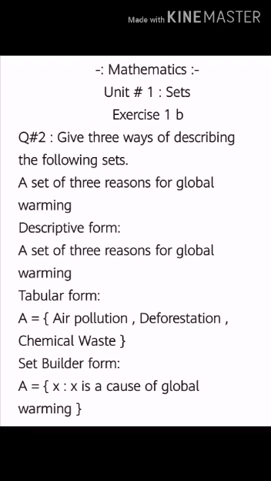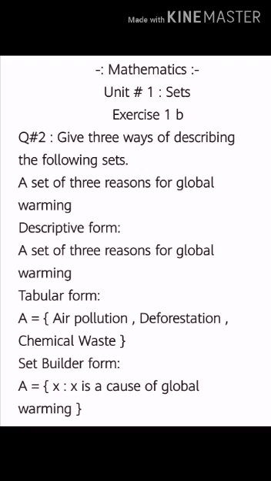The second method we have is the tabular method or roster method. In this form, the elements of the set are listed between a pair of curly brackets and separated by commas. Now we will write the set as A = {air pollution, deforestation, chemical waste}.